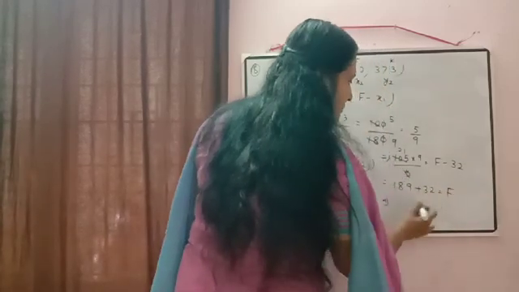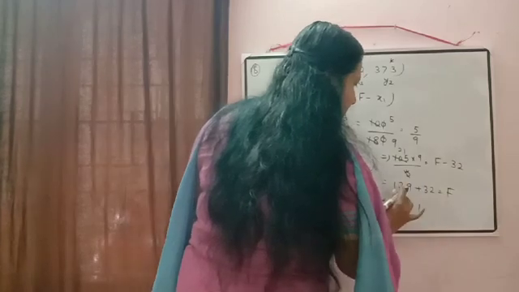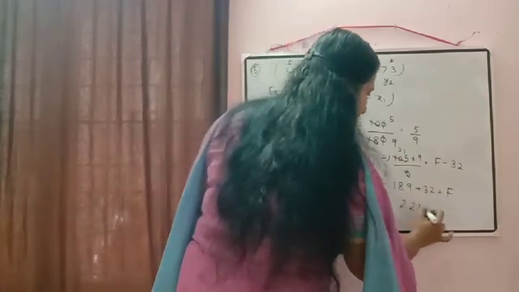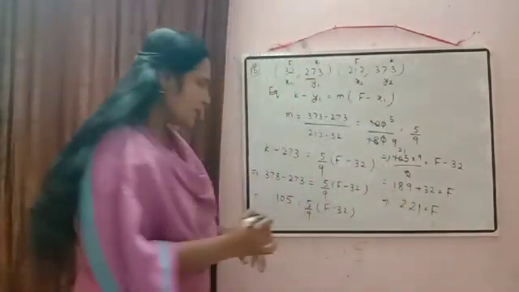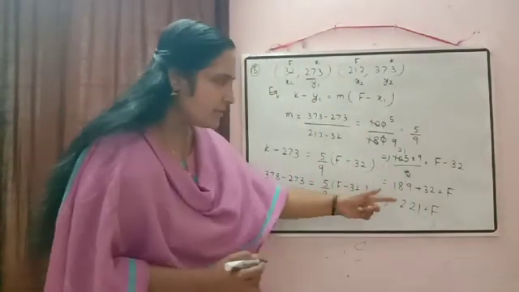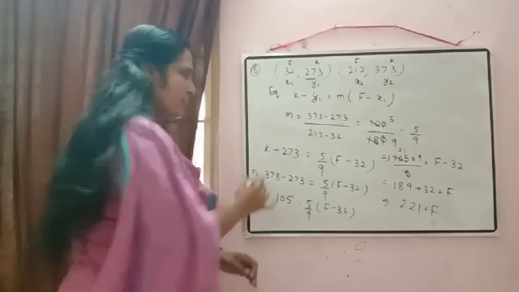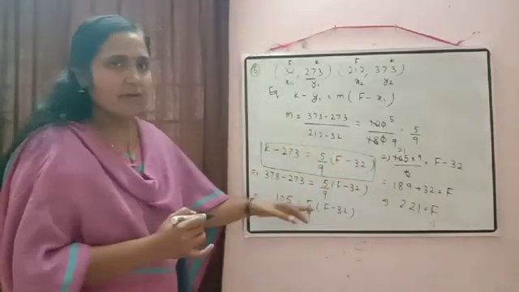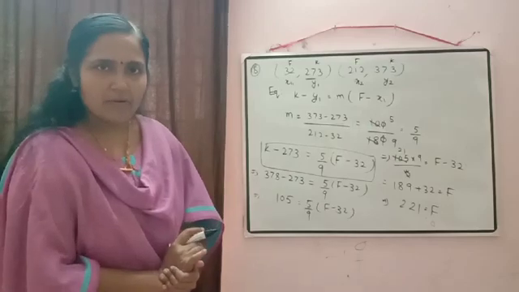Now just do the addition. 9 plus 2 is 11. 8 plus 3 is 11, plus 1 is 12. Carry over 1, 1 plus 1 is 2. So when k is equal to 378, f will be equal to 221. So first one is we expressed this as a linear equation and then we calculated the value.